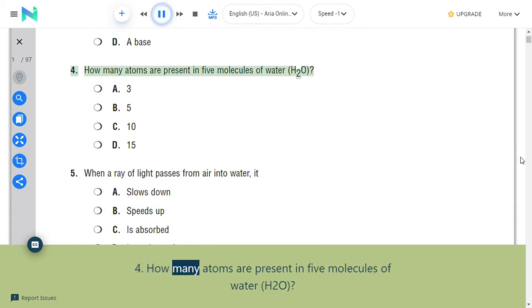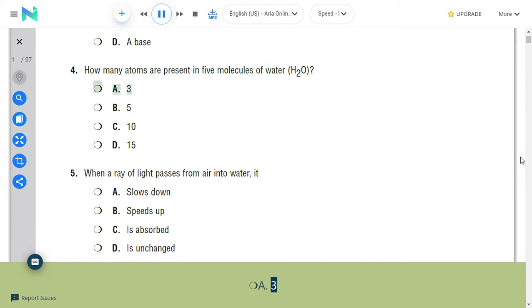4. How many atoms are present in 5 molecules of water, H2O? A. 3. B. 5. C. 10. D. 15.